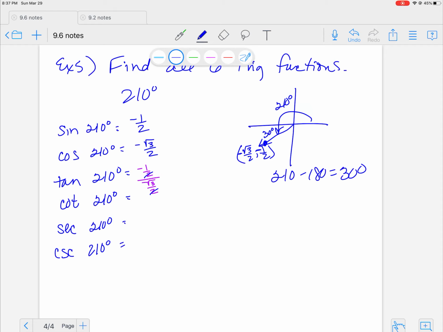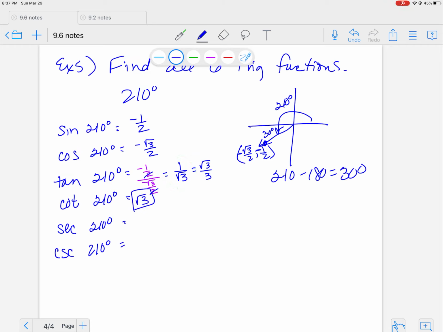Tangent is sine over cosine. So this is going to be a negative 1/2 divided by negative square root of 3 over 2. You can see that those 2's cancel. Negative divided by a negative is a positive, and I'm left with 1 over the square root of 3. Now, I'm okay if you leave it like that, all right? Or you can divide that out. That's your choice. To be square root of 3 over 3, I don't care. I'm okay if you leave it the other way.